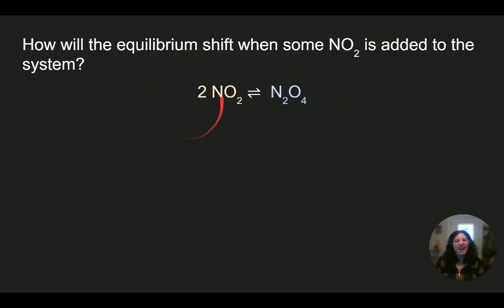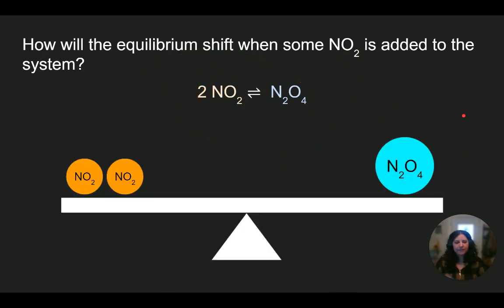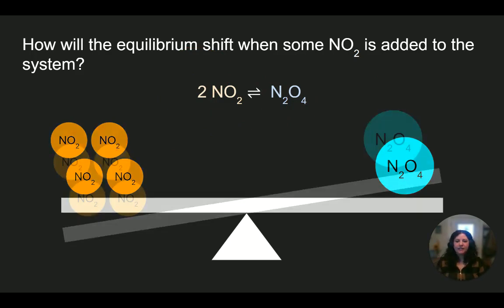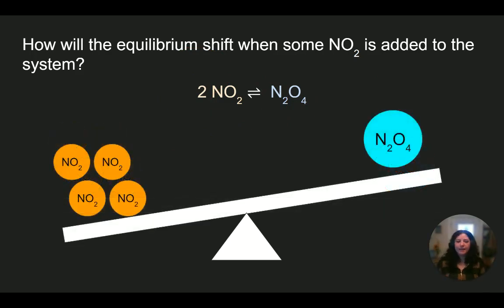Okay, here's one with an actual chemical equation and not just A's and B's. So how will the equilibrium shift when some NO2 is added to this system? So same thing. Let's think about our seesaw. This is us in equilibrium. If we're adding NO2, NO2 is a reactant, so that means we're adding reactants. Think about how that is going to shift the balance. It's going to shift it that way.